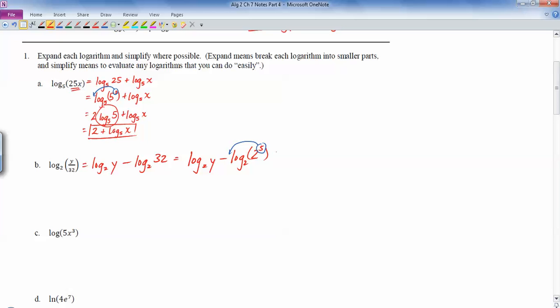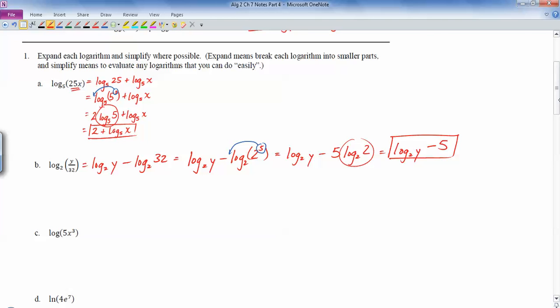So then this becomes, the log base 2 of y stays the same. And the next thing becomes 5 times log base 2 of 2. Well, log base 2 of 2 is 1, because it's log base b of b. So this is going to be log base 2 of y minus 5.